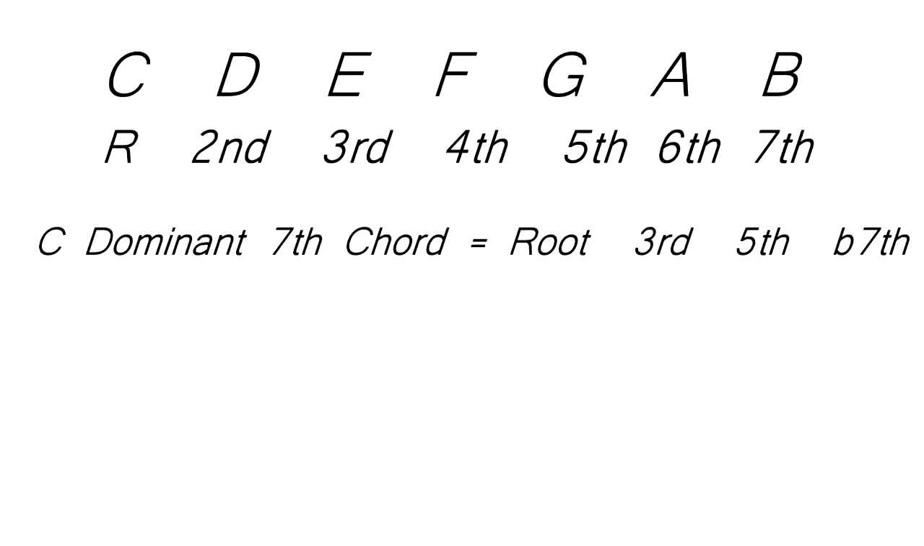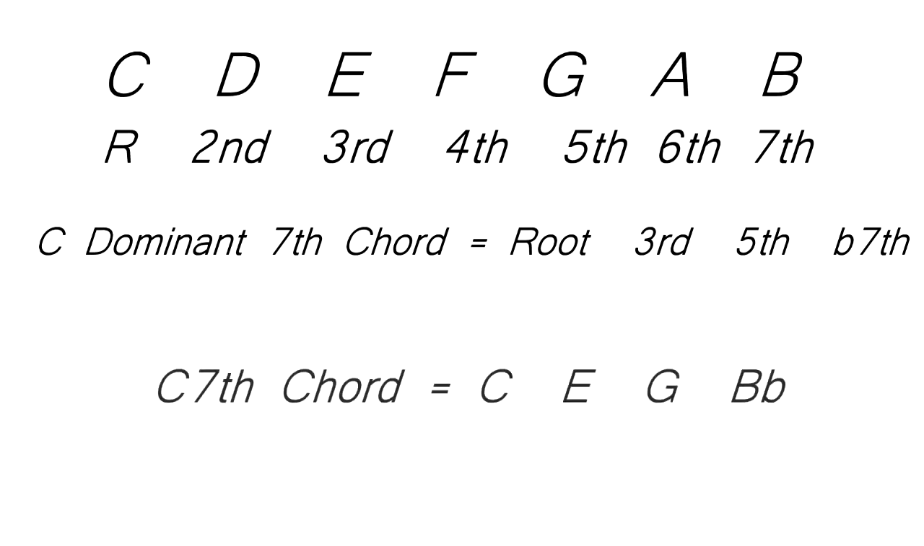The next chord we're going to look at is a dominant seventh, for example, C seventh. A C dominant chord is made up of the root, the third, the fifth, or a major triad, and the flattened seventh. In a C dominant seventh chord, or C seventh, the notes are C, E, G, and B flat. This is what it sounds like.